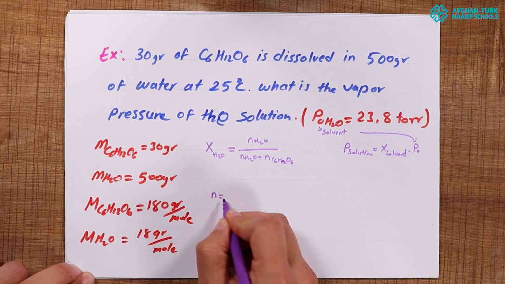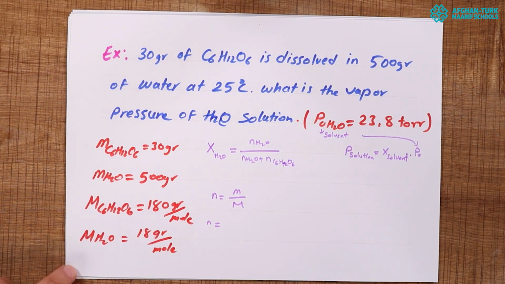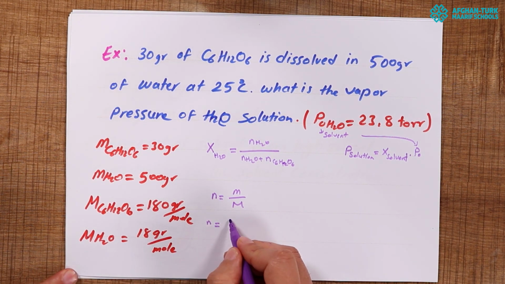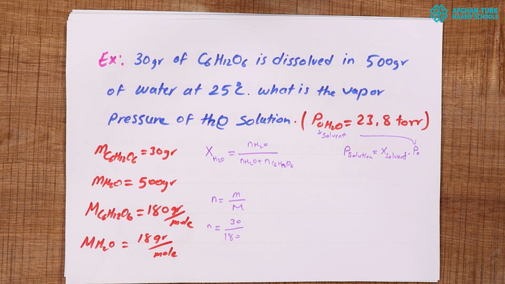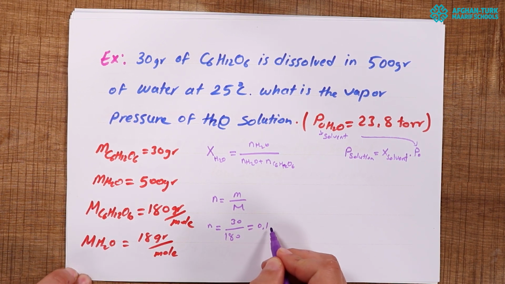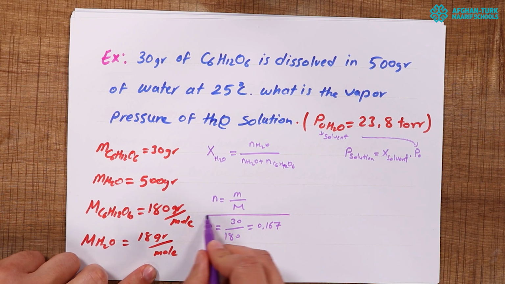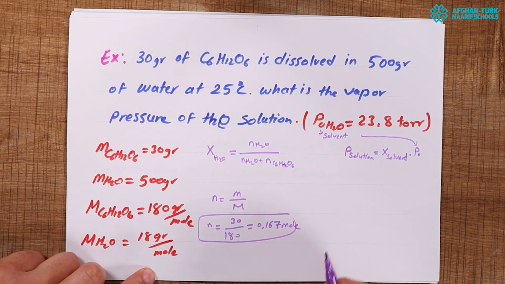According to this formula, n is equal to mass over molar mass. Here n is equal to, what is the mass of glucose? We have 30 gram over the molar mass, 180 gram per mole. It means 30 divided by 180 is equal to 0.167. This is the mole of glucose.